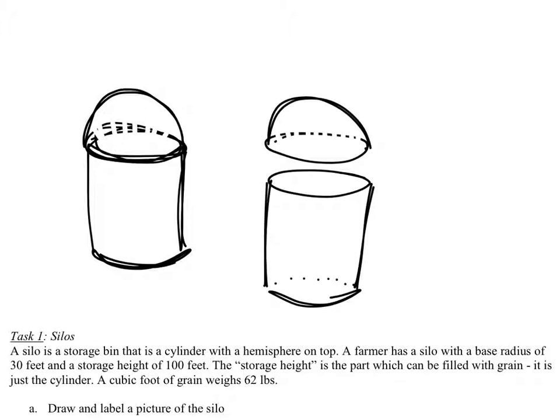Alright? So, to find the dimensions of these, we'll just list them as they tell us. A farmer has a silo with a base radius of 30 feet. So that means that the radius on these would be 30 foot. Which means the radius on these is 30 foot. But also the radius of the cylinder is also 30 foot. Now, there's a storage height of 100 foot. So that means from the tip of this thing to the very bottom would be 100 foot.